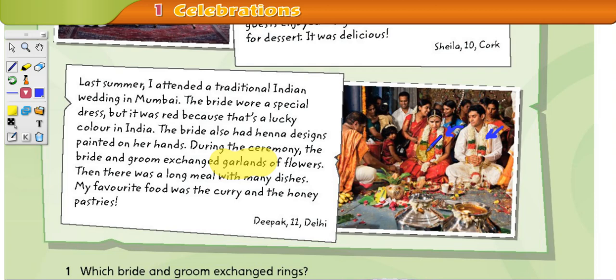It's a big, let's say, robe. It's full of flowers. In Arabic, we call it iklil of flowers. So this is what they used to exchange in their weddings, not gold rings. And of course, they had a big meal, but Dibak liked the curry and the honey pastries the most.